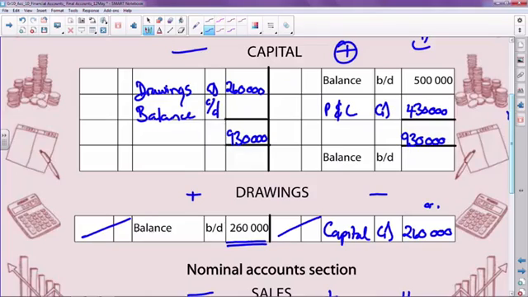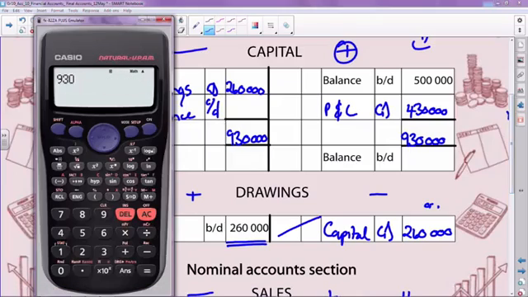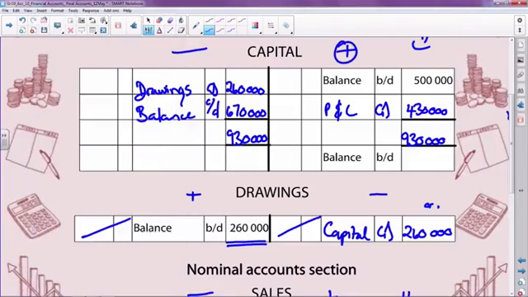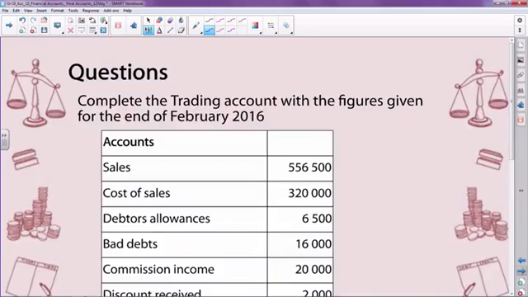So again, if you go and calculate it, let's go and check. I have 930 minus 260. And then you will get your closing balance of 670. And through running this business, the owner increased his capital, as you can see, from 500 to 670,000. And he took some of the profit for himself. Now, hopefully you'll remember all these closing transfers, because now it's time for you to do a few closing transfers alone.